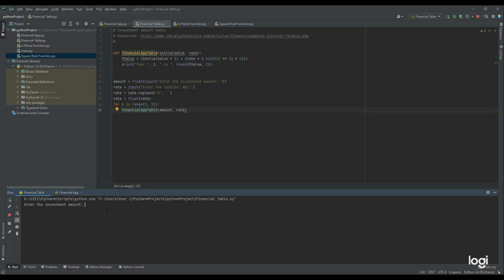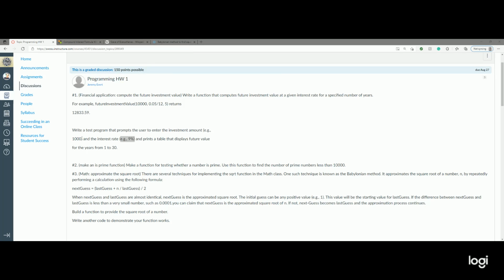Okay, so it immediately prompts us to enter the investment amount. I'm going to use the investment amount that was given to us here in the homework. The investment amount says to type in 1,000 with a 9% return, and let's see if it prints out our table.